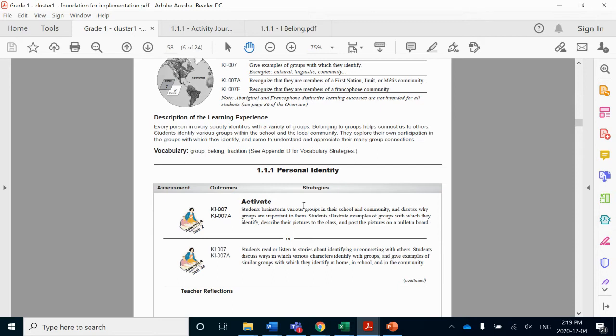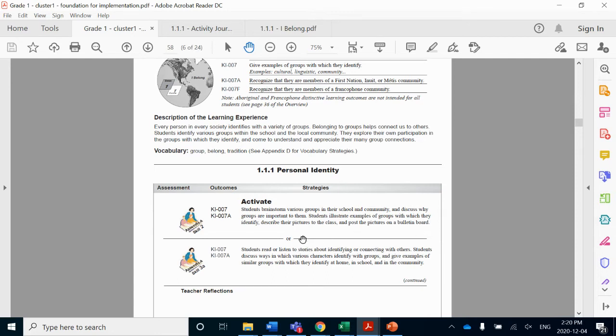And then the final step, applying, is when the students actually take the time to do some writing or demonstrate what they've learned, to apply the new skills or new ideas that they've learned. So we see here those outcomes that we saw before. So we know what the student is trying to learn or what we're hoping the student learns from doing this activity. And it gives us a description here of what the student can do. Students can brainstorm various groups in their school and community and discuss why groups are important to them.